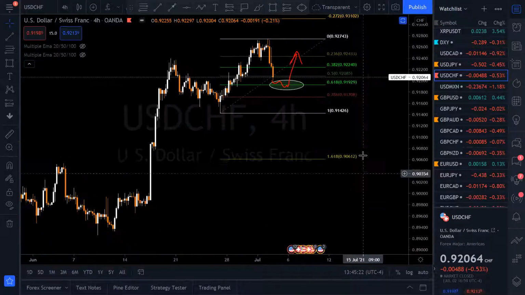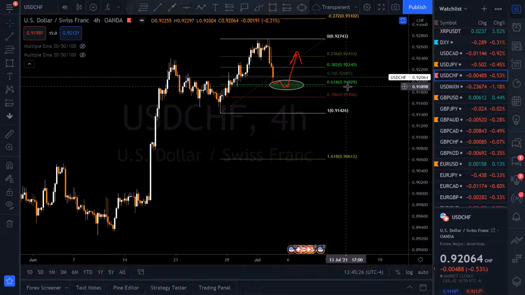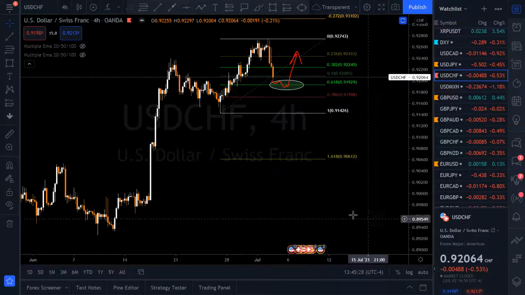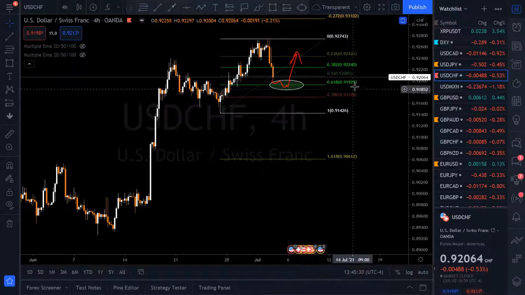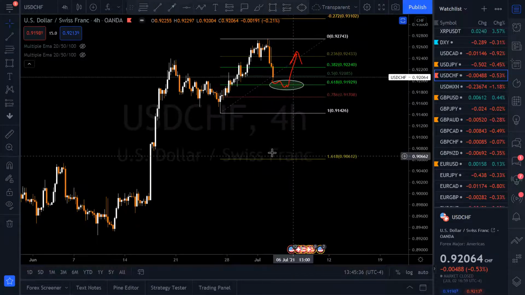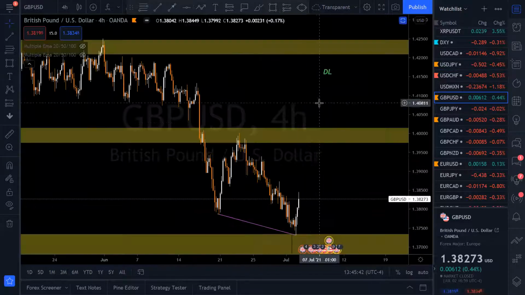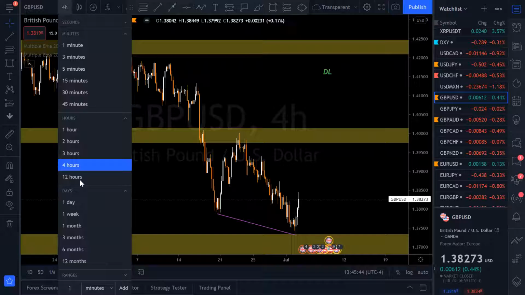So what am I looking for? I'm looking for price to show exhaustion and give us that bullish engulfer from this level at 0.9192, 91929, 91930, and we could look for price to go higher from there. Okay. Next, pound USD. We're going to the daily.